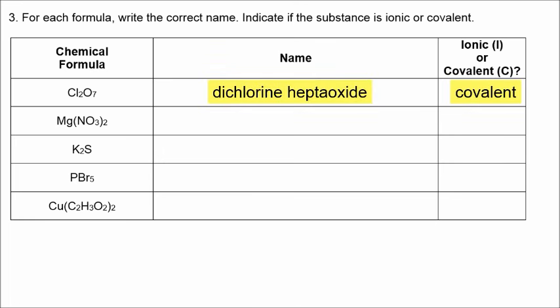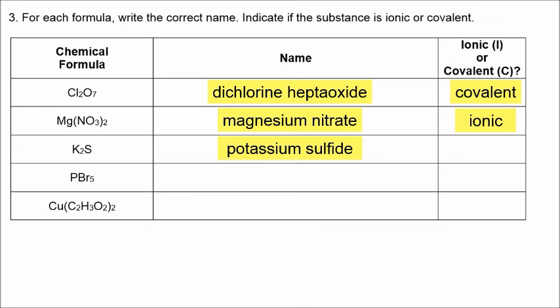Our next substance is ionic. Magnesium does not require a Roman numeral because it's always plus 2. NO3 is called nitrate, so we simply call it magnesium nitrate, and again it's ionic because it contains ions. Our next one is potassium sulfide. It is ionic, therefore we do not have to use prefixes. Potassium does not need a Roman numeral. It's just going to be called potassium sulfide. And again, it's ionic because it contains ions.